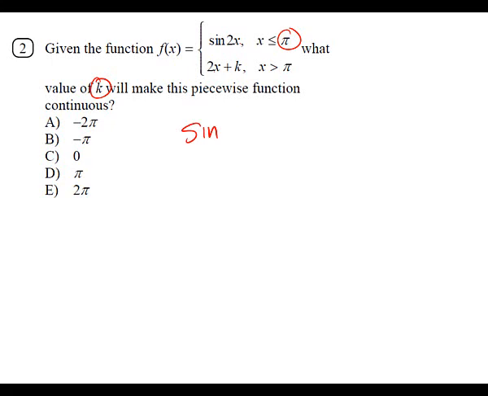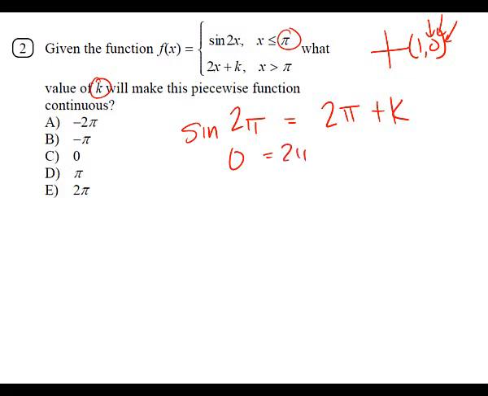So I take the sine of 2 pi, and I set it equal to 2 pi plus k, right? So we need to go unit circle, right? What is the sine of 2 pi? 0 equals 2 pi plus k, so what's k equal to? Negative 2 pi. So it should have been answer choice A.